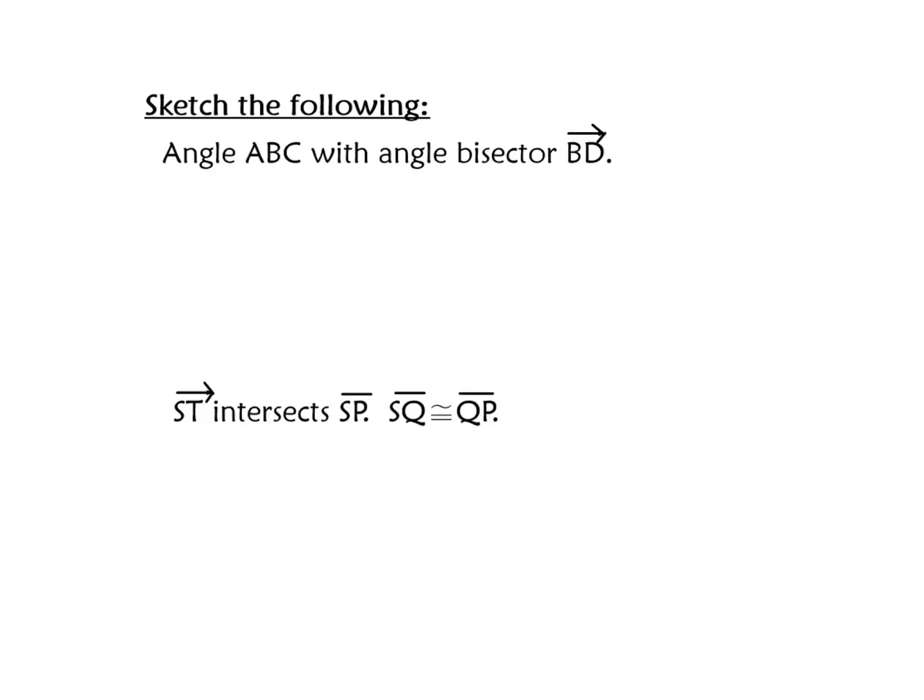For the top one here, you were good as far as drawing your angle ABC, you have your arrows and all that, that's great. BD is an angle bisector. To show that it's a bisector, that means it's cutting that angle in half, so we need to mark that.